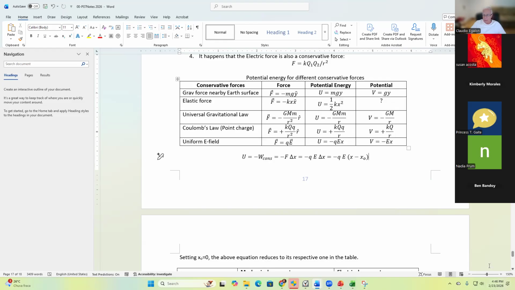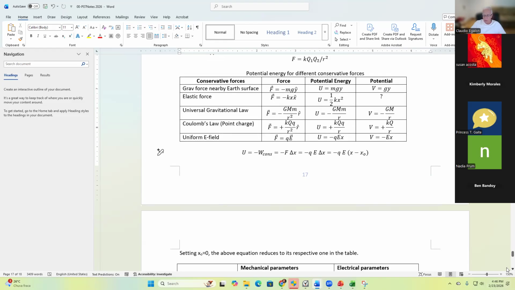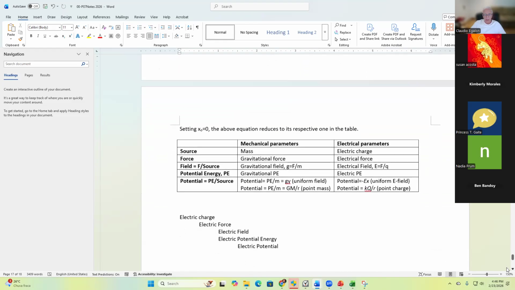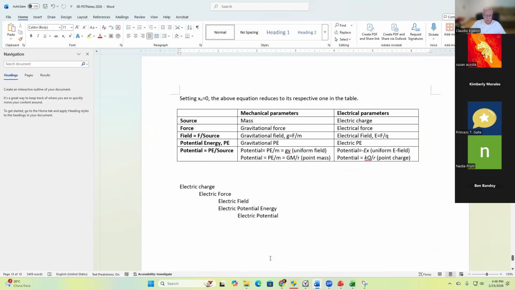Okay, so two different tables and one paragraph here showing the progression of the ideas, the progression of the concepts.